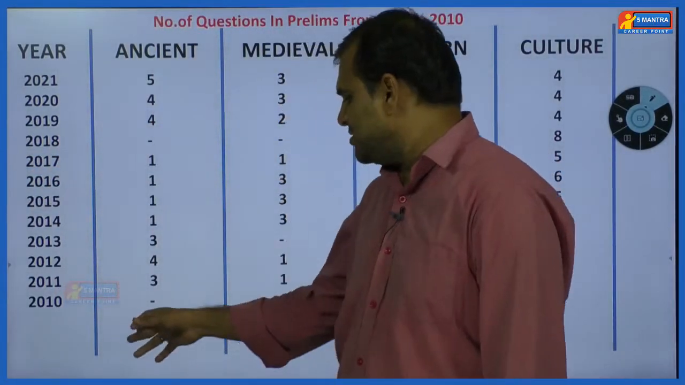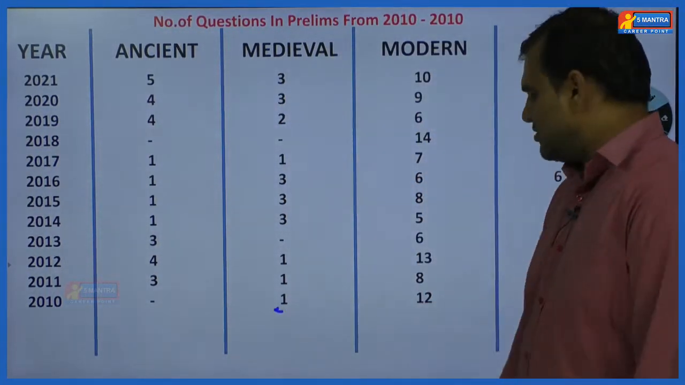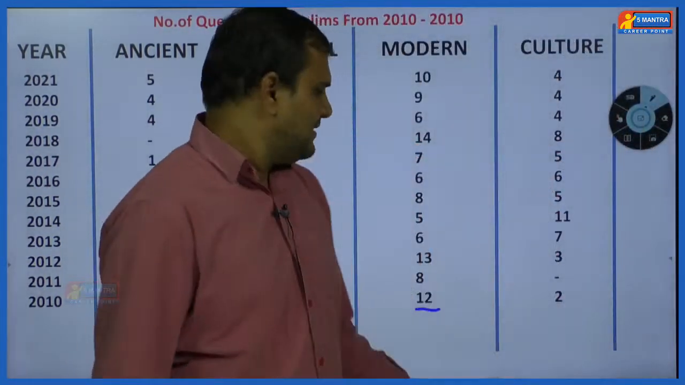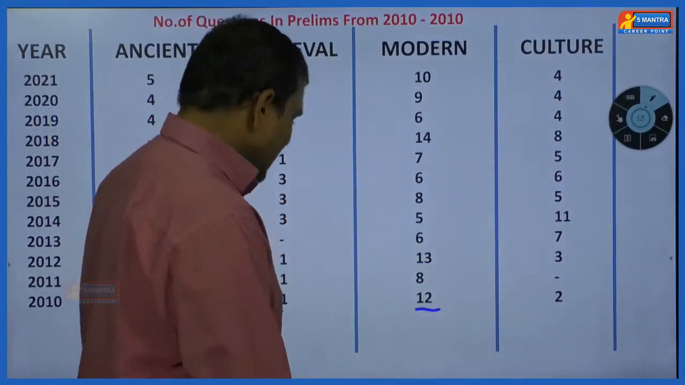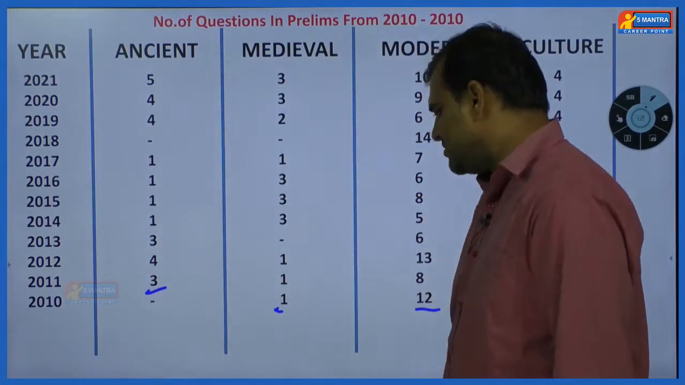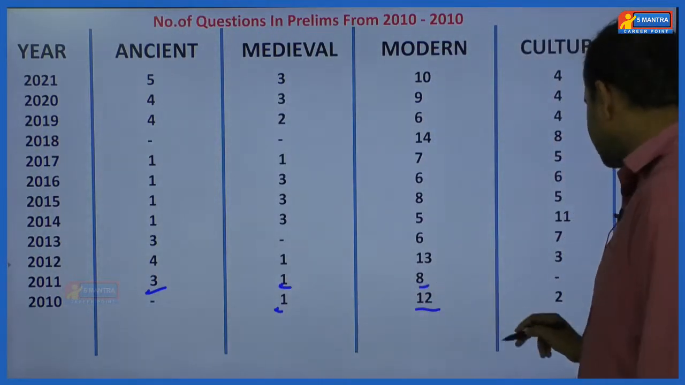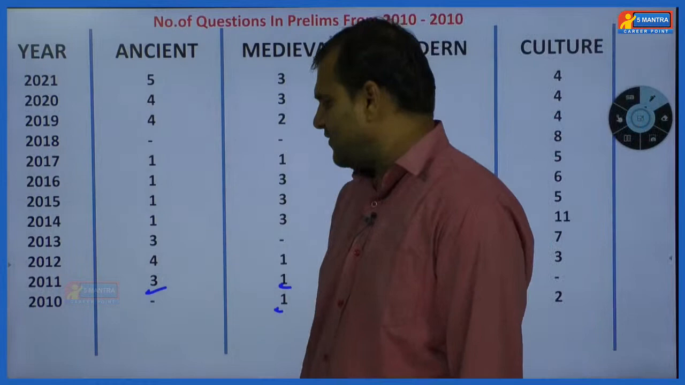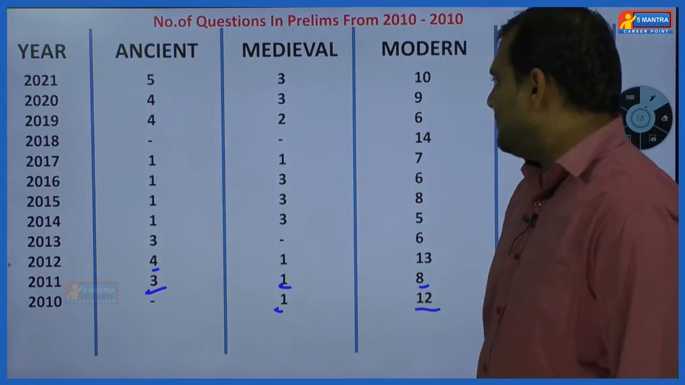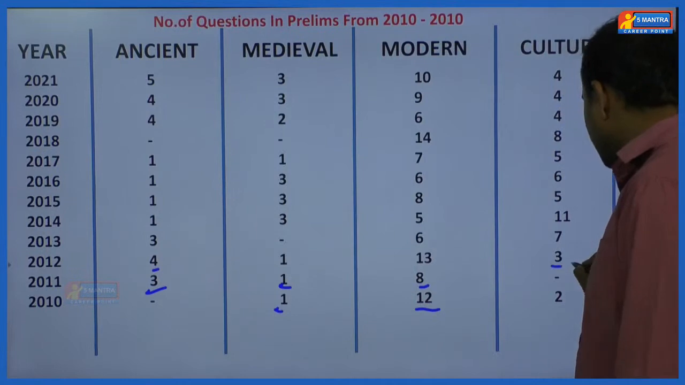In 2010, from ancient we did not get anything, but in medieval we got one question, from modern 12 questions, and from culture 2 questions. In 2011, from ancient we got 3 questions, medieval 1 question, modern 8 questions, and culture 0 questions. In 2012, 4 questions from ancient India, 1 question from medieval, 13 questions from modern India, and 3 questions from the cultural part.